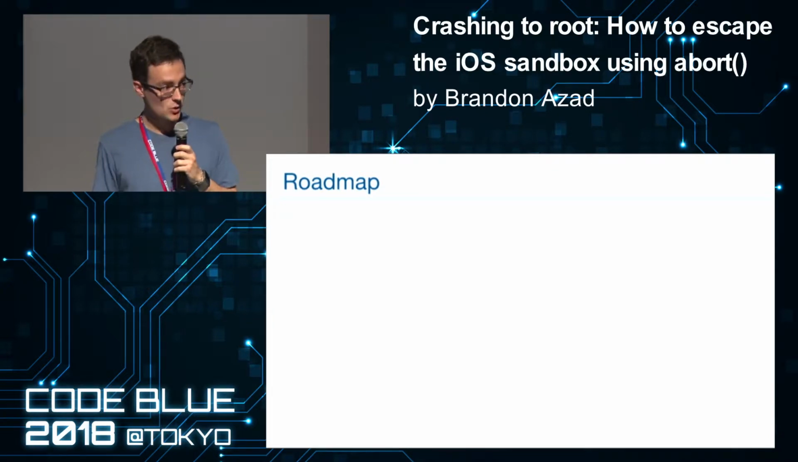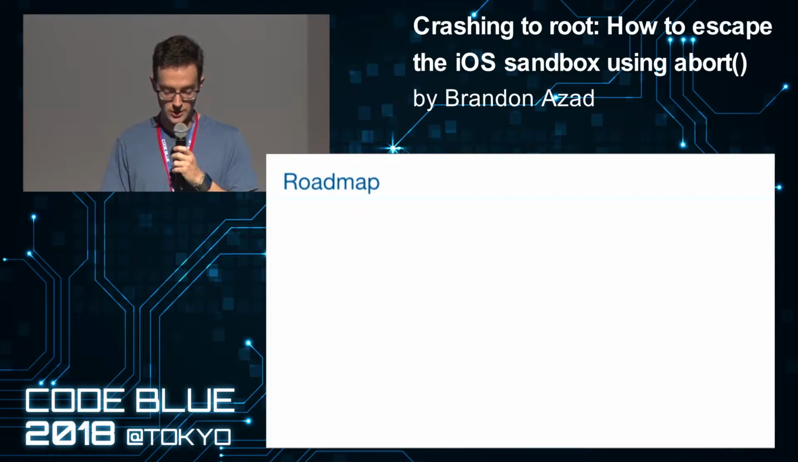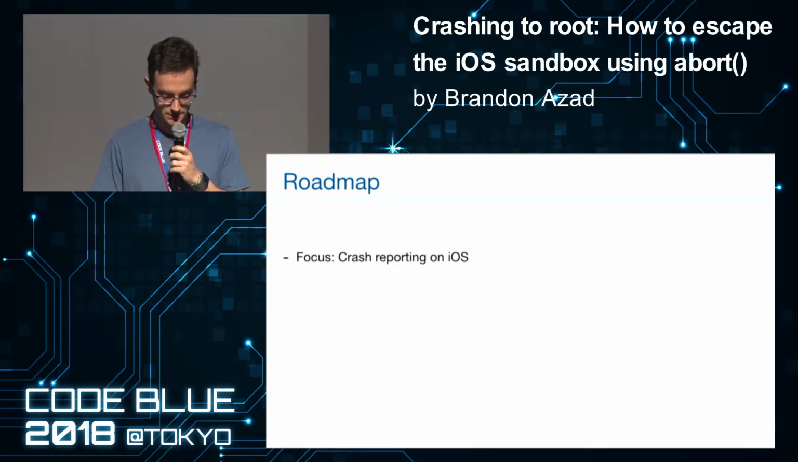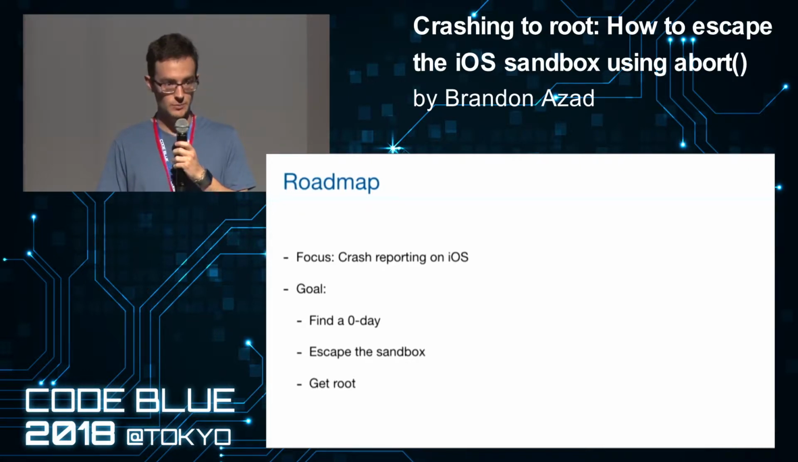All right, so that's all the background information that we're going to need. As a reminder, the focus of this talk is crash reporting on iOS, and we have a three-phase goal: to find a zero-day vulnerability, to escape the sandbox, and to elevate privileges to root.